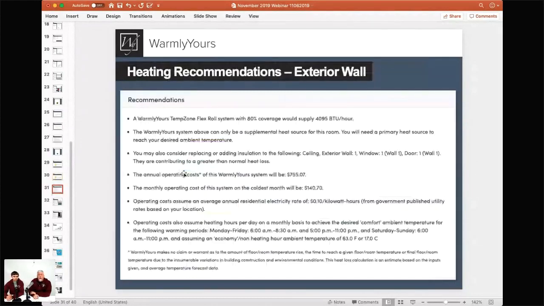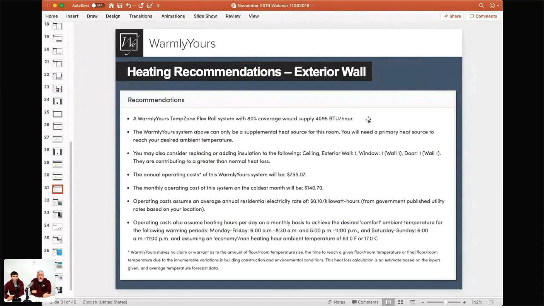So now this, we're going to read it and weep, aren't we? Yeah, so we still have the same thing, 80% coverage. We're providing 4,000 BTUs per hour. Nothing changing here because we're talking about the same example, just different heat loss. But then the second bullet point will indicate that the system can now be a supplemental heat source for this room, and you will need a primary heat source to reach your desired temperature for those specific months we saw on the previous chart.